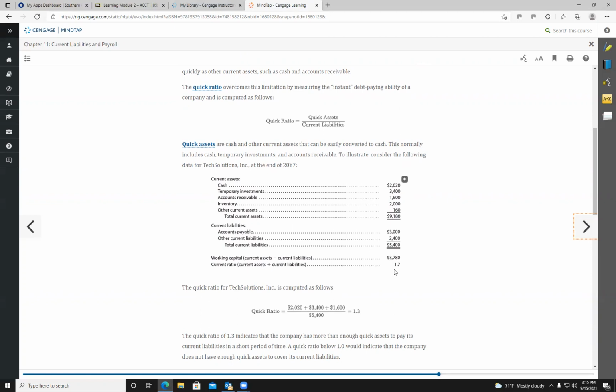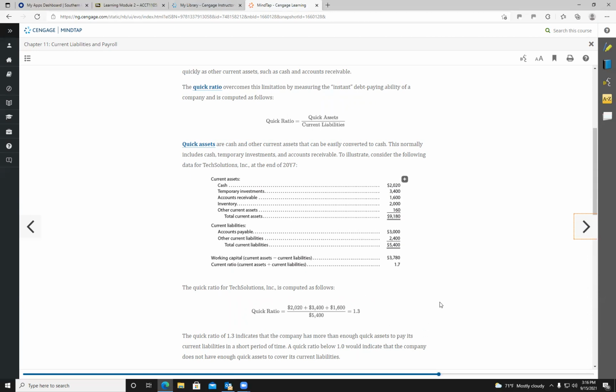Okay. So the quick ratio would be computed as follows. We would take the quick assets, which would be our cash, our temporary investments, and our accounts receivable. So we would only take these top three because those are the things that can be converted to cash the easiest, the quickest, okay? And we would take that amount and divide it by our total current liabilities. And that gives us our quick ratio.